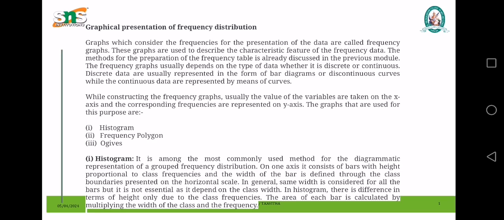The graphs that are used for the purpose are histogram, frequency polygon, ogive. Histogram is among the most commonly used methods for the diagrammatic representation of a grouped frequency distribution.